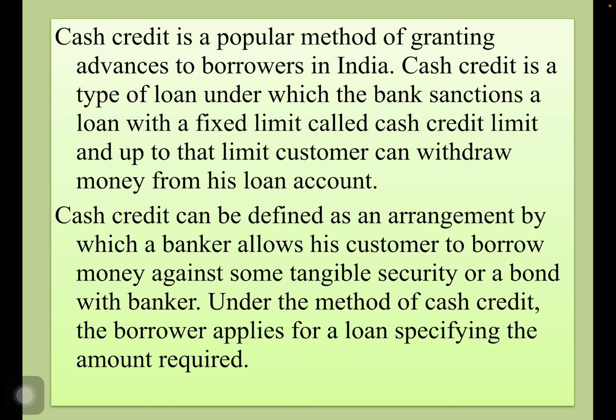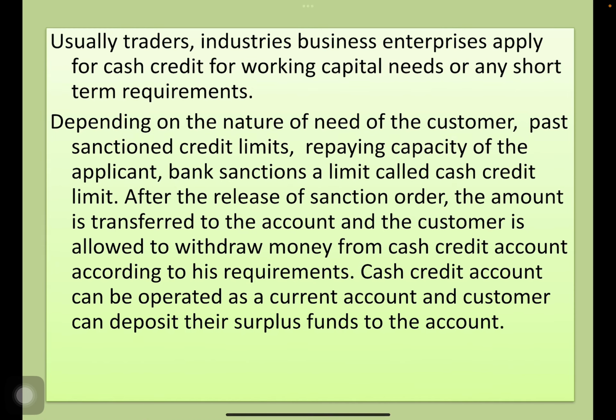Cash credit can be defined as an arrangement by which a bank allows its customers to borrow money against some tangible security or a bond with the banker, but usually it is a tangible security. Tangible means things like fixed assets, gold, or whatever it may be. Under the method of cash credit, the borrower applies for a loan specifying the amount that he requires. That means the first thing is that he needs to apply for the loan. Usually traders, industries, and business people apply for cash credit for working capital needs.